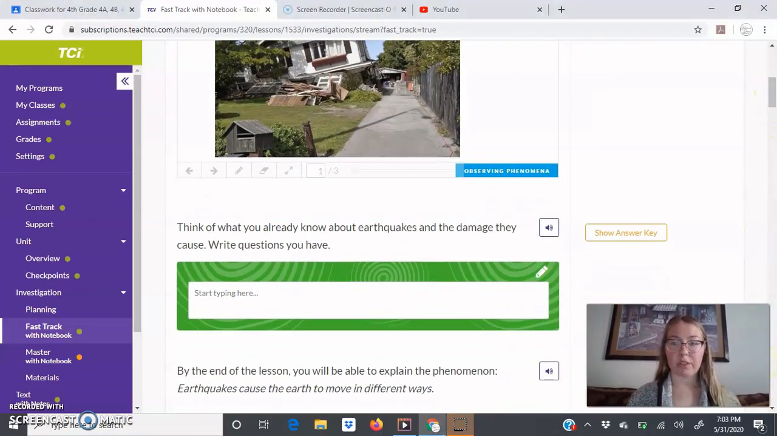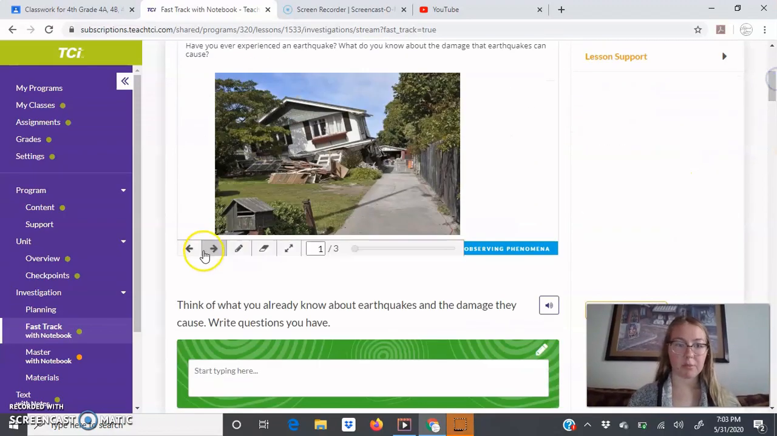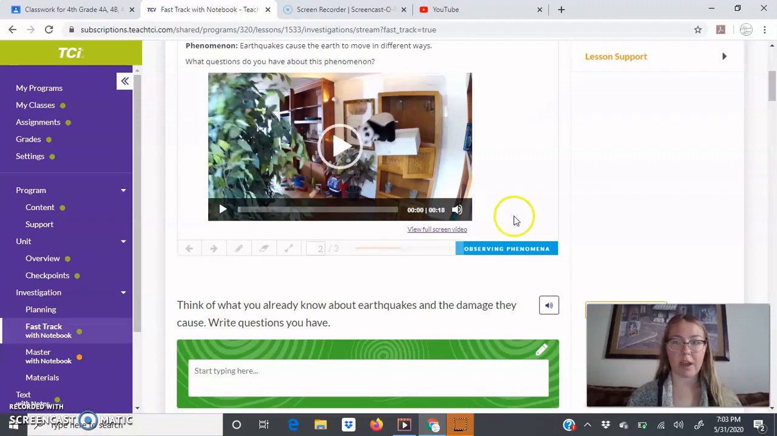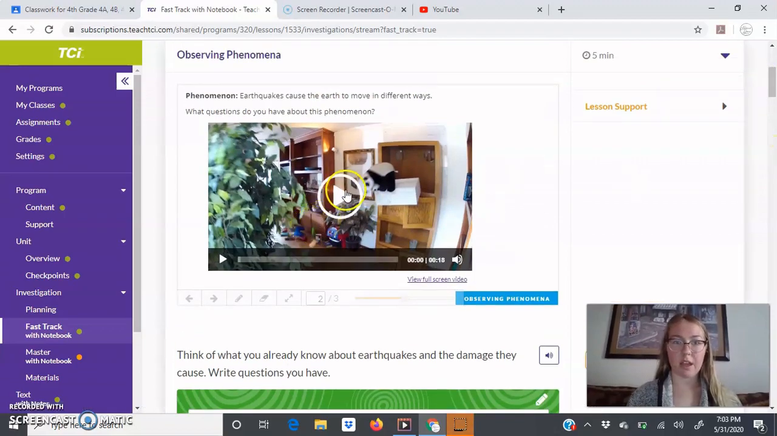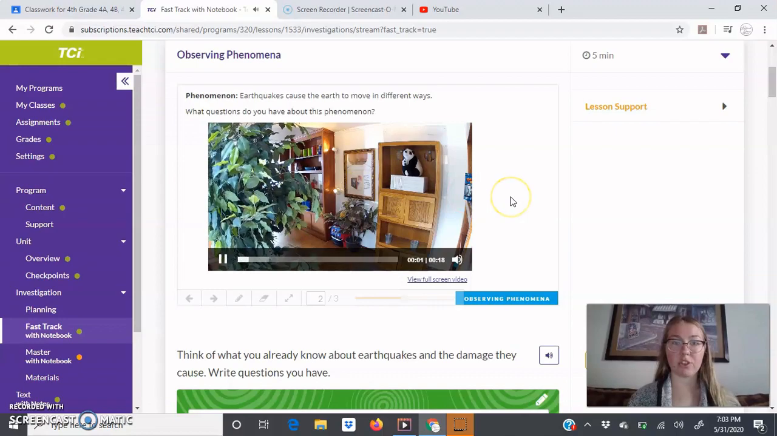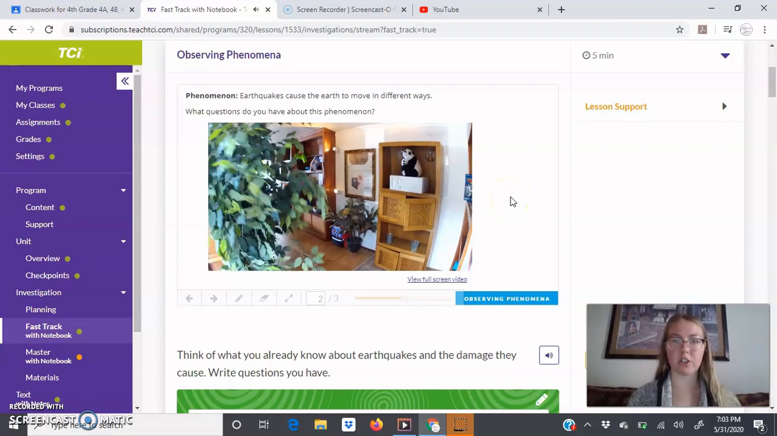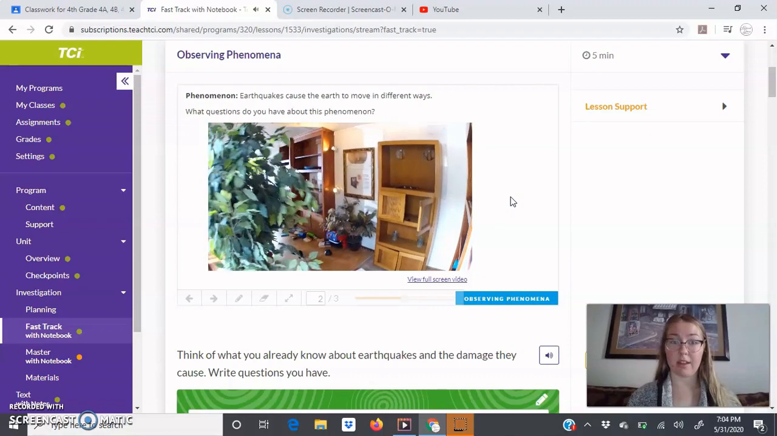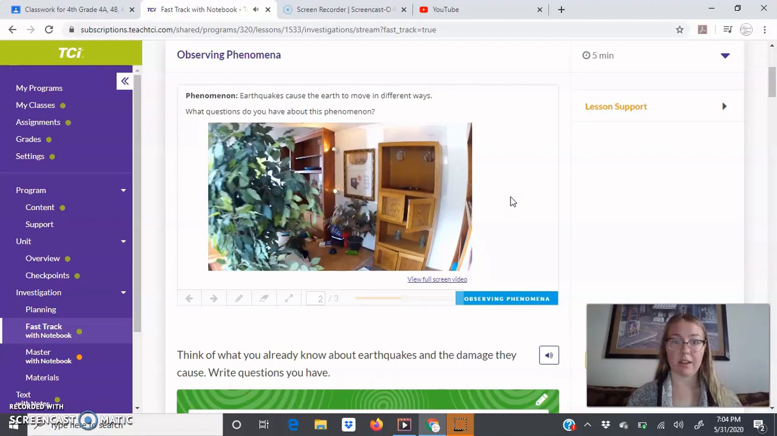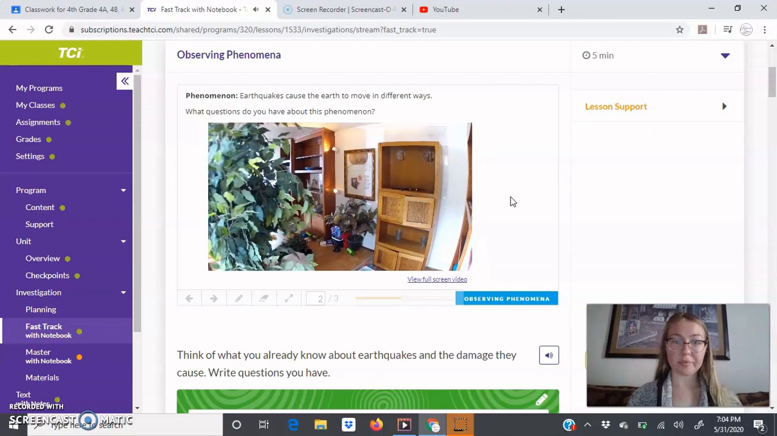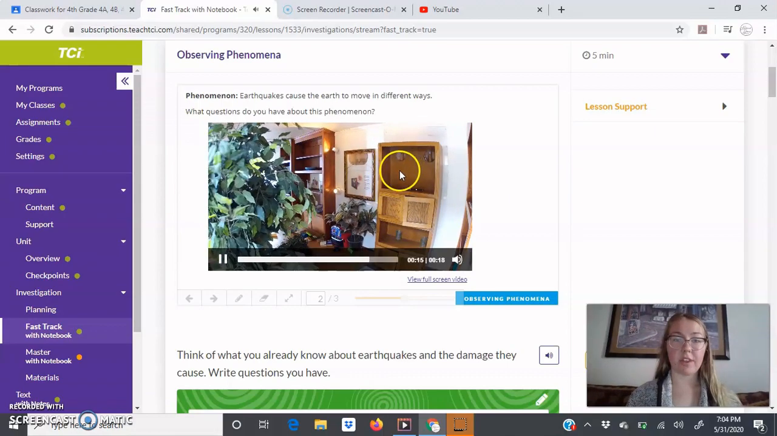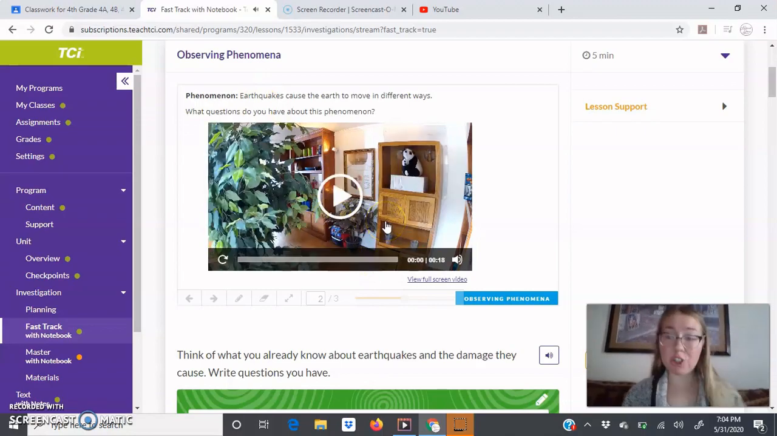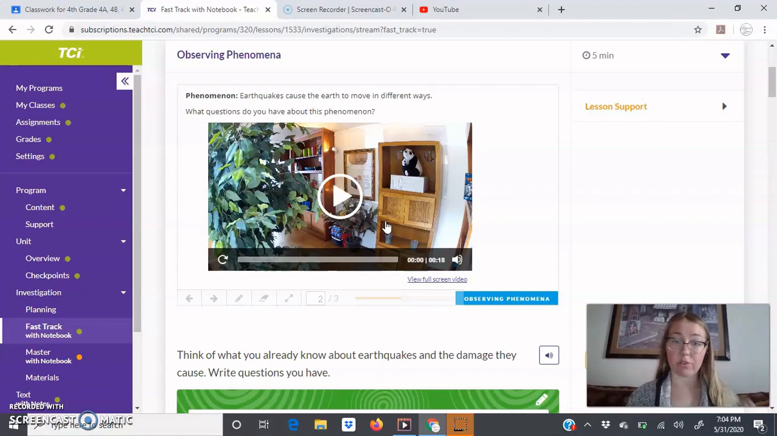So I will get rid of that, and I will go down here. Actually, up here, there are more pictures. So we have a video here. And this is what happens during an earthquake. So watch the things on the shelves. So we saw everything fell off the shelves, almost everything. The plant was shaking, like it was just very, very strong.